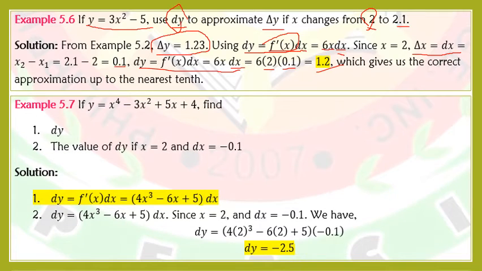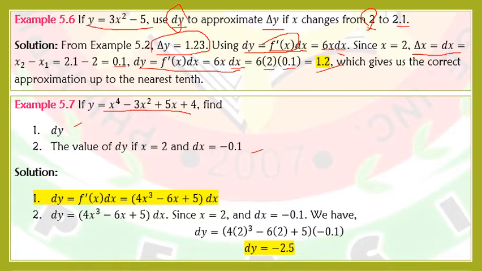Another example, if y equals x to the power of 4 minus 3x squared plus 5x plus 4, first is find dy, and then the value of dy if x equals 2 and dx equals negative 0.5. So, sa dy, madali lang. Derive lang natin yung given na function. Okay, so ang derivative ni x to the 4 minus 3x squared plus 5x plus 4 is 4x cubed minus 6x plus 5. And then, derivative of 4 is 0 naman.